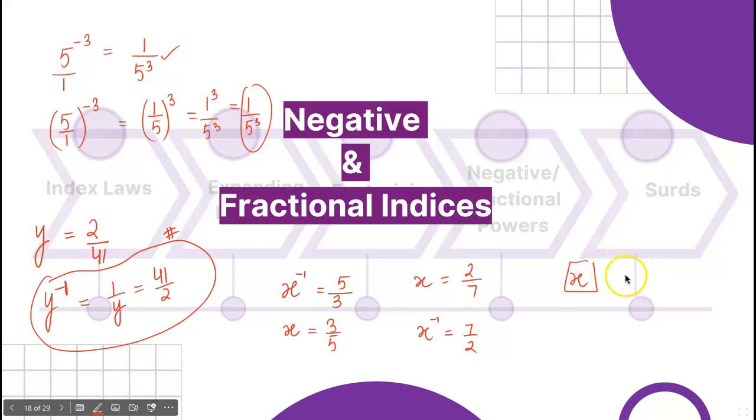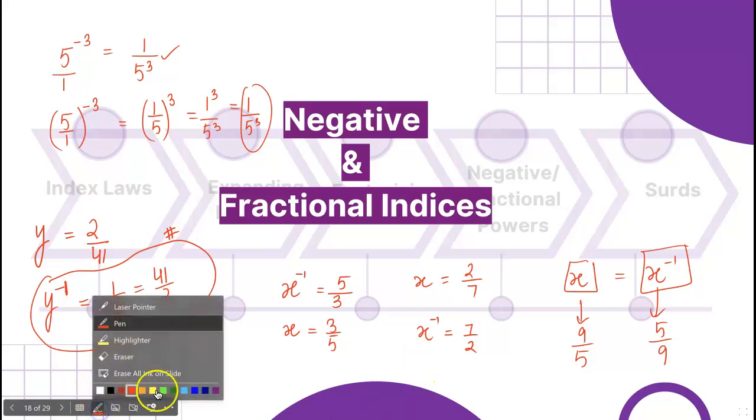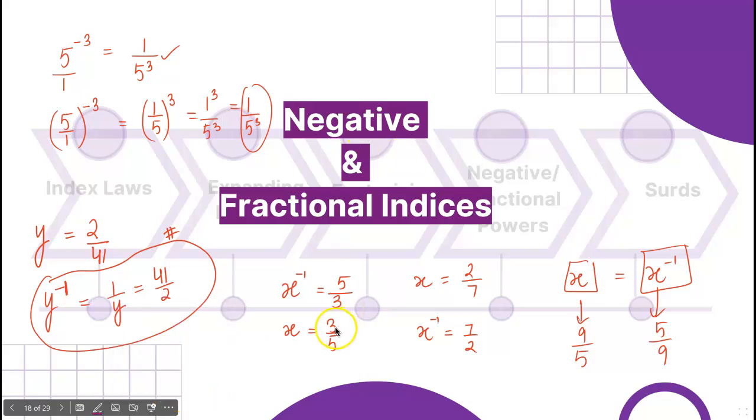If x is something, its reciprocal would be x inverse, right? I'm not saying these two are equal. If x is, say for example, 9 over 5, its reciprocal, x inverse, would be 5 over 9. If you're understanding this concept, your questions are going to be very easy. Okay, now if this is fine, I will be including one more thing for your fractional indices. For negative indices, if you're understanding this, it's going to be very, very easy.